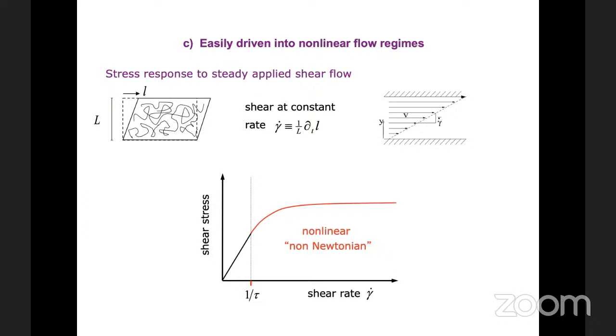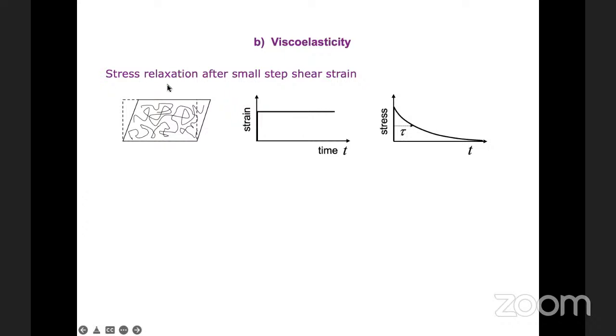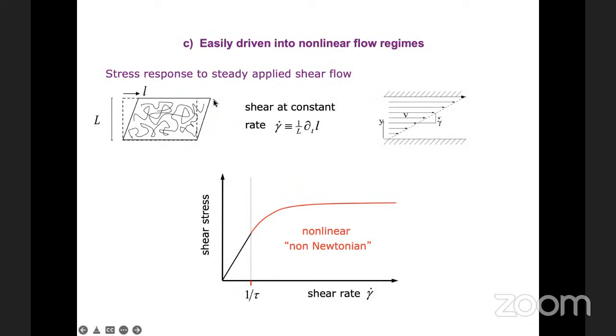Okay, so we've talked about two different shear experiments. One is the small amplitude step strain, where we watch the stress decay, and then another one where we shear the system at a constant rate.